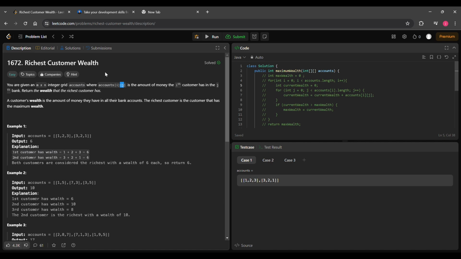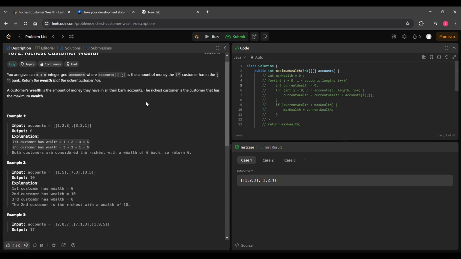So basically, we are given an m by n matrix of the amount of money each customer has in each bank. What we are supposed to do is return the wealth that the richest customer has. We have to find the richest customer out there. So what is the richest customer? A customer's wealth is the amount of money that they have in their bank accounts. As I said, we have to find the person who has the highest amount of money in their bank accounts.